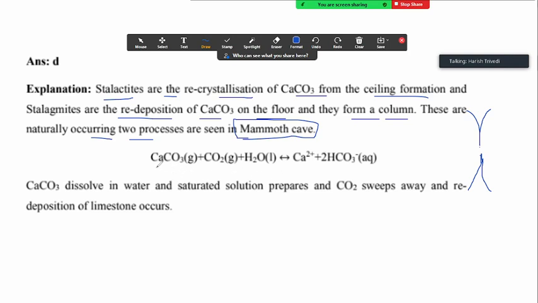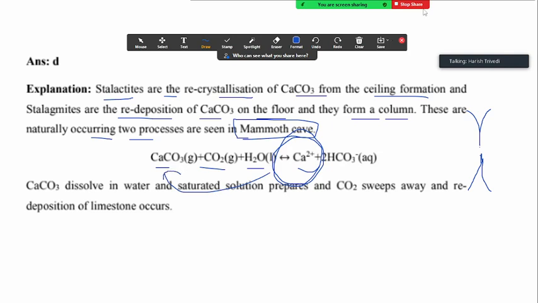This reaction is already explained. Calcium carbonate reacts with CO2 in the presence of water. It is getting dissolved, which means calcium is getting dissolved in water. So we know that calcium is able to dissolve in water. But when CO2 is swept out, again this calcium will be converted into calcium carbonate, and it will form this type of structure.